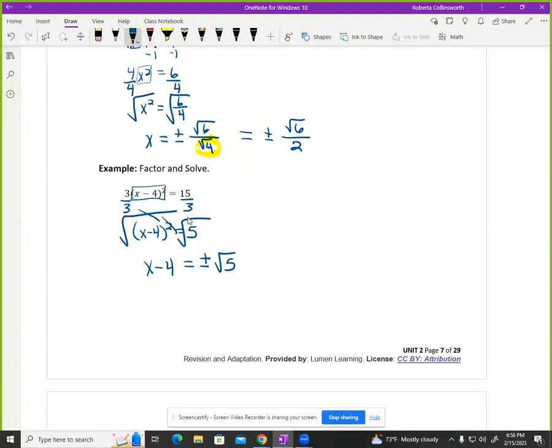So you have to remember this plus or minus when you're doing a square root or a fourth root or a sixth root or an eighth root. Any even root is going to result in a positive and negative solution. I want to know what x is, so I'm going to add 4 on both sides.